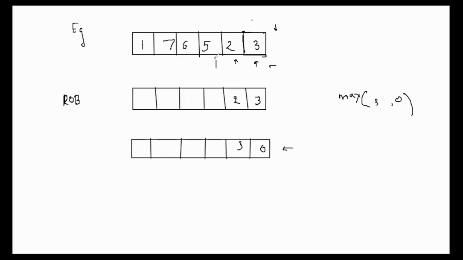Now let's move to this index. If I want to rob at this place, my profit would be 5 plus what would be my left.